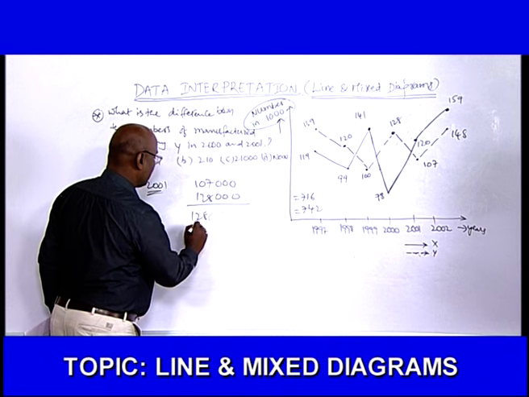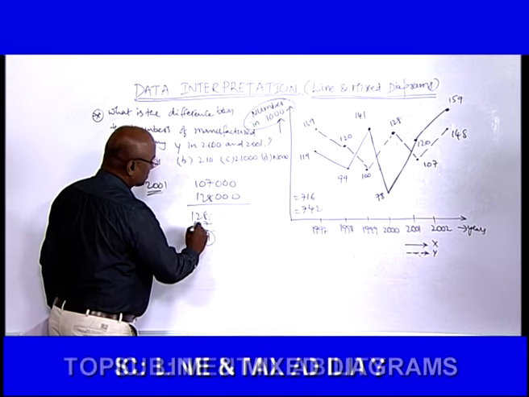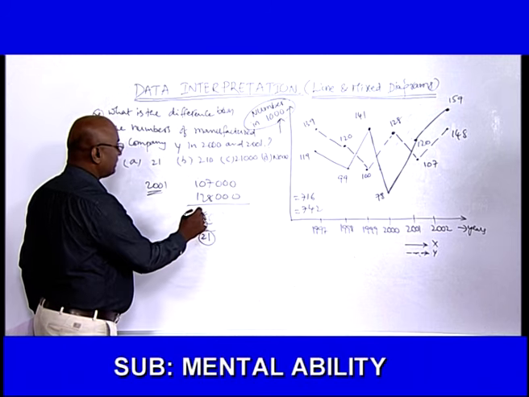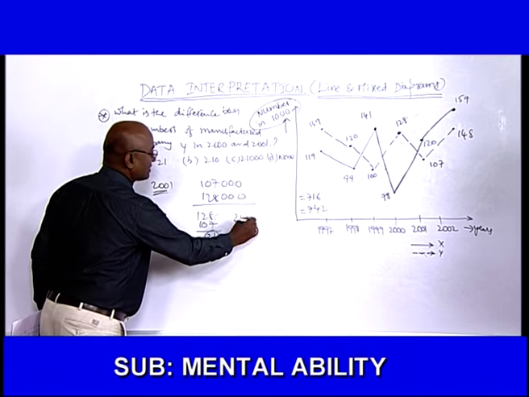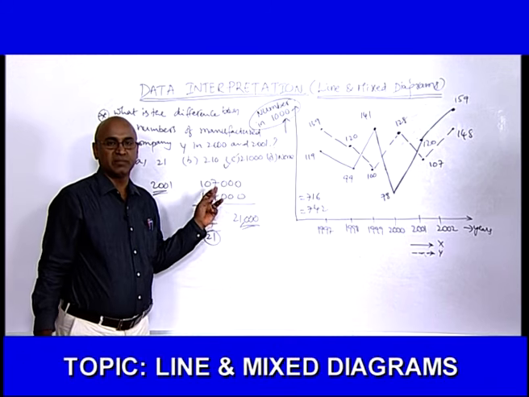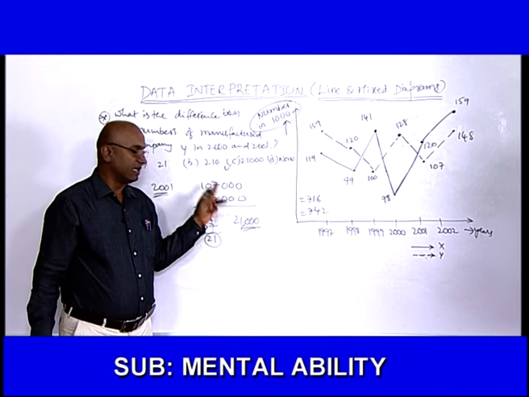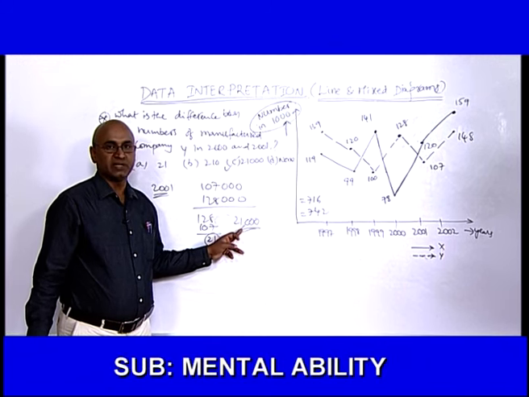128 minus 107. 8 minus 7 is 1. 2 minus 0 is 2. So the number of vehicles is 21,000. What is the value? The answer is C. The difference in the production between the years 2000 and 2001 by the company Y is equal to 21,000 vehicles.